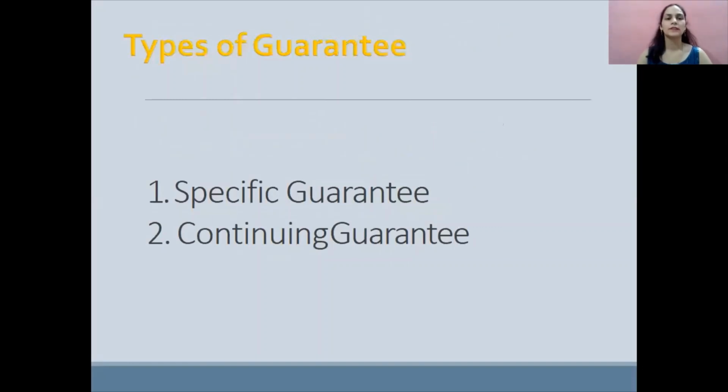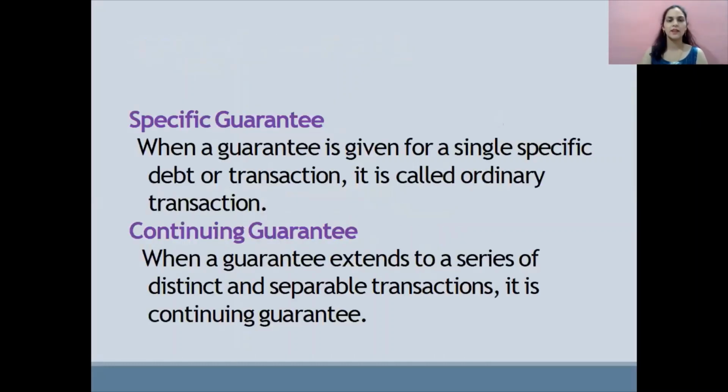Next, we come to types of guarantee. There are basically two types of guarantee. First, specific guarantee. When a guarantee is given for a single specific debt or transaction, it is called a specific or ordinary guarantee. For example, Mr. A has given a guarantee for the education loan of his son Ram. So this is termed a specific guarantee, which is given for a specific transaction.